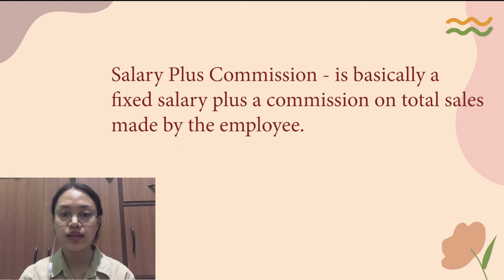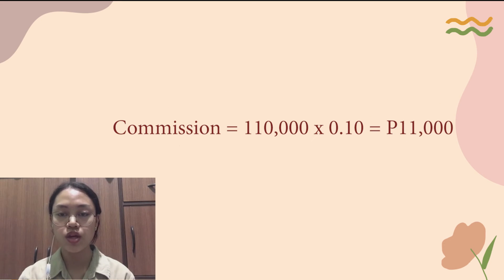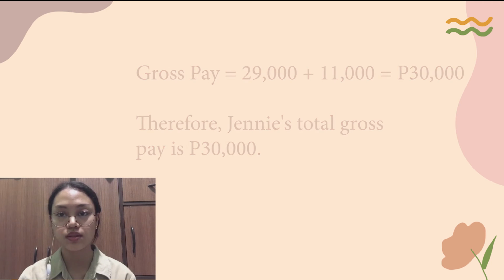Salary plus commission is basically a fixed salary plus a commission on total sales made by the employee. Example, Jenny works for a clothing company and has a monthly salary of 29,000 pesos plus 10% commission on all sales. If she sold 110,000 pesos last month, what is Jenny's total gross pay? In this situation, Jenny earns 110,000 multiplied by 10% commission rate, which gives us 11,000. Now, 29,000 salary plus her commission gives us 30,000, which means that Jenny's total gross pay is 30,000 pesos.